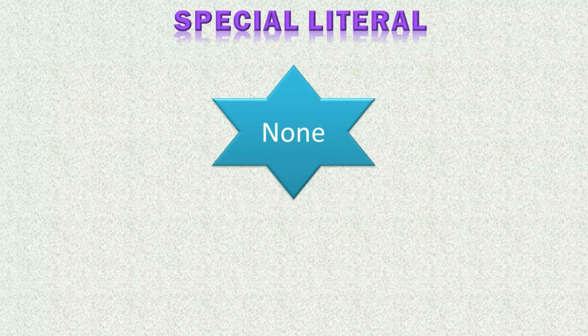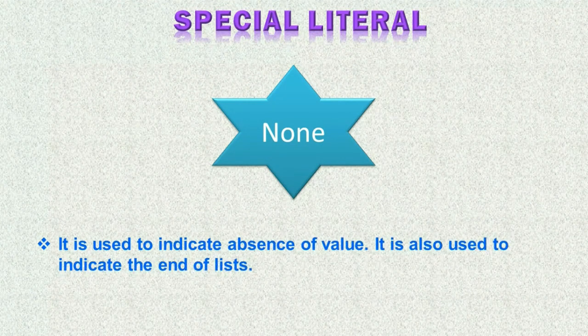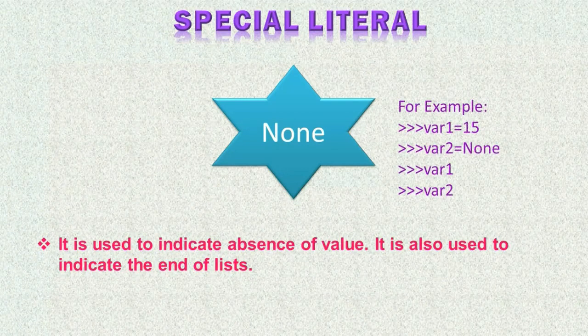Now we have a special type of literal, None, in Python. It is used to indicate the absence of value. It is also used to indicate the end of a list. As an example, we can see here var1 equal 15, var2 equal None. If you print var1 it will print 15, but if you print var2 it will print None, that is no value.